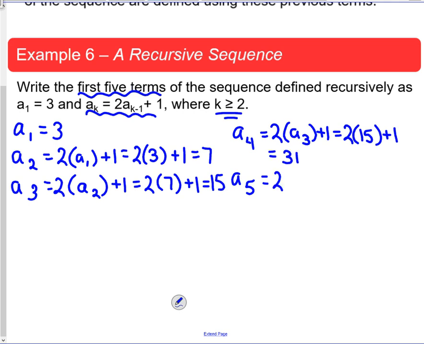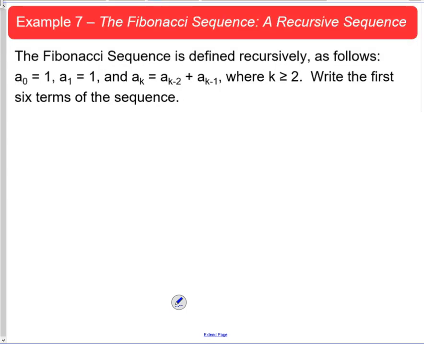And finally, to get the fifth term, 2 times the fourth term plus 1. So 2 times 31 plus 1. So we have 62 plus 1 gives us a nice 63. Now, see if you're getting comfortable with that. That's a recursive definition. ACTs really like recursive formulas, so it's good to practice.